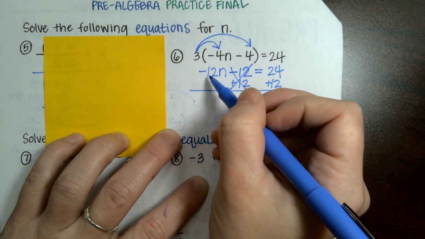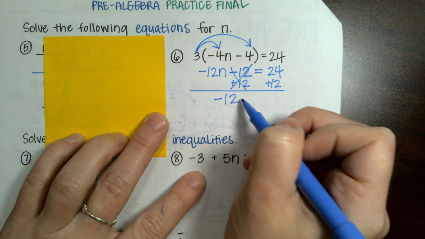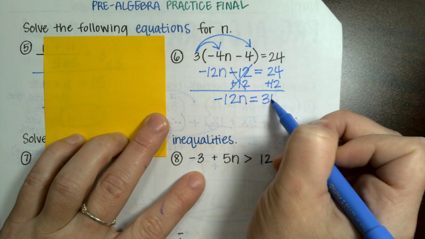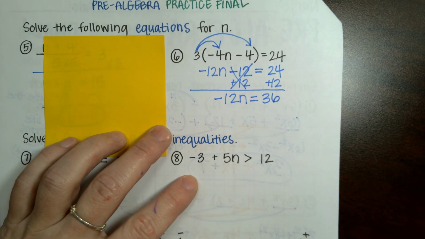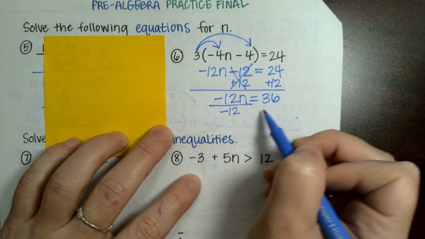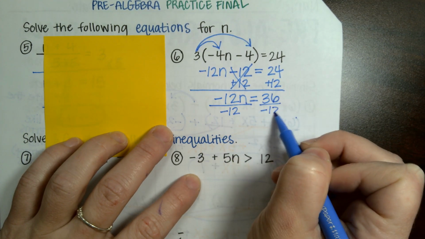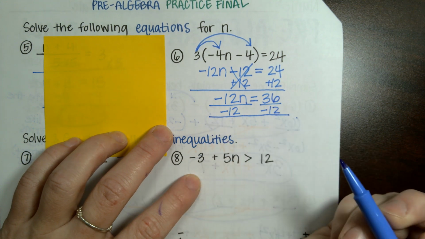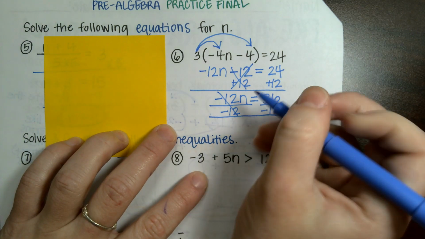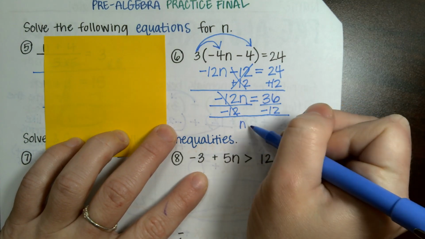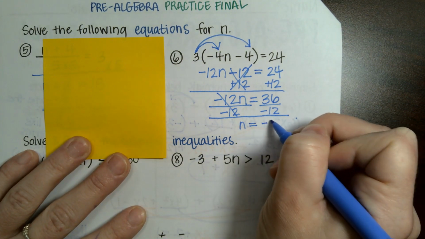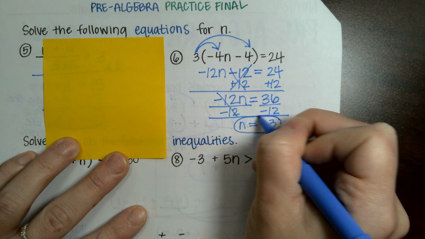And let's see, I'll go ahead and bring this down. Negative 12n equals 36. Good. Divide by, what was it? Yeah, negative 12. Good. On both sides. And my negative 12s cancel. So I'm left with n is equal to what? Negative 3. Good job, guys.